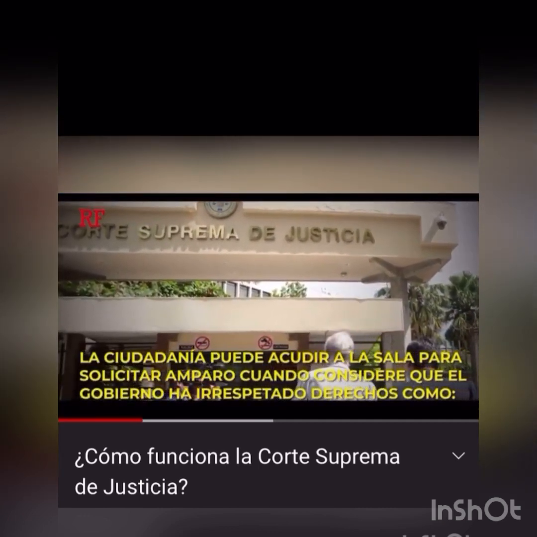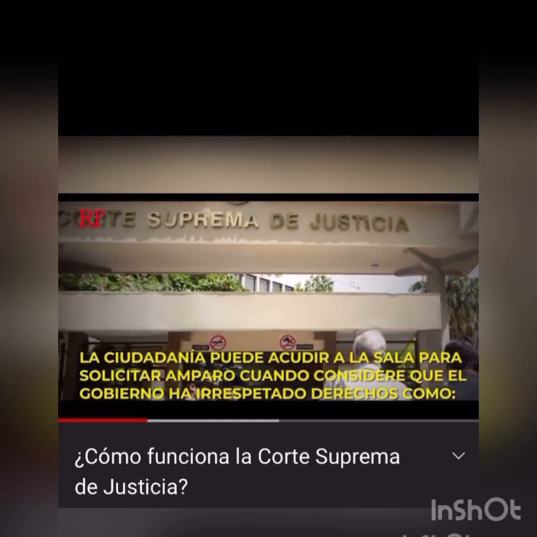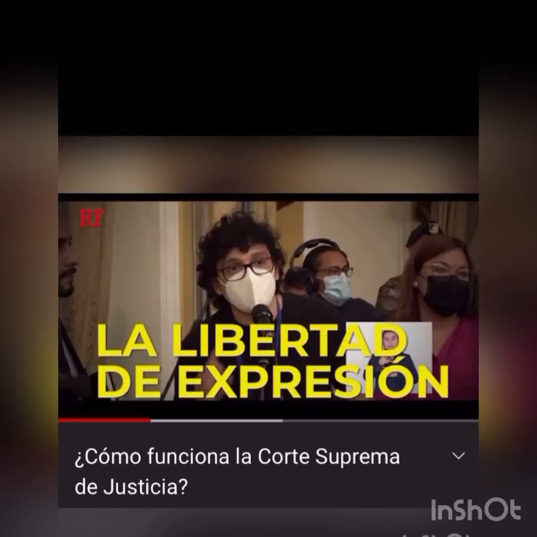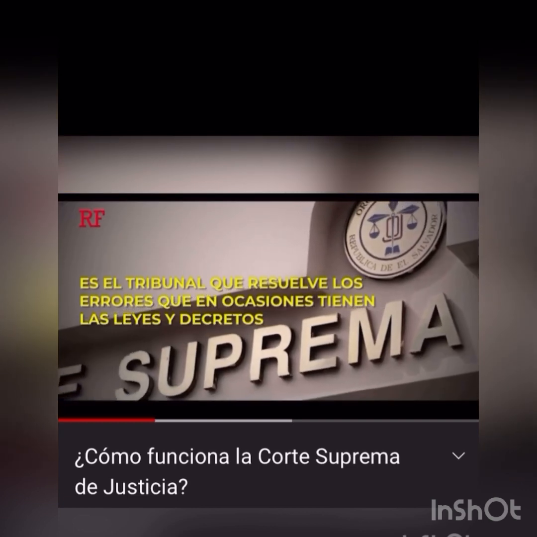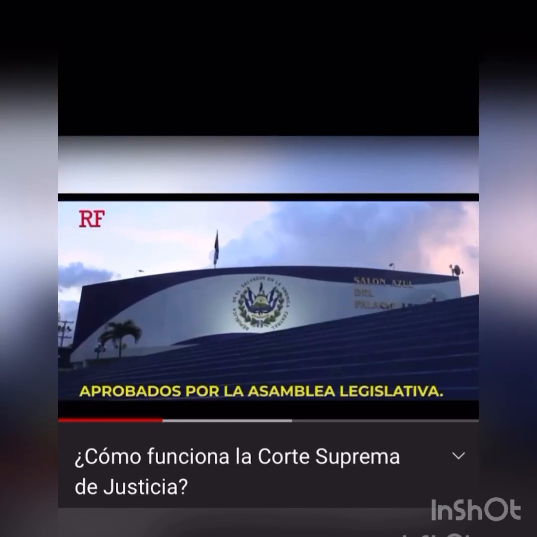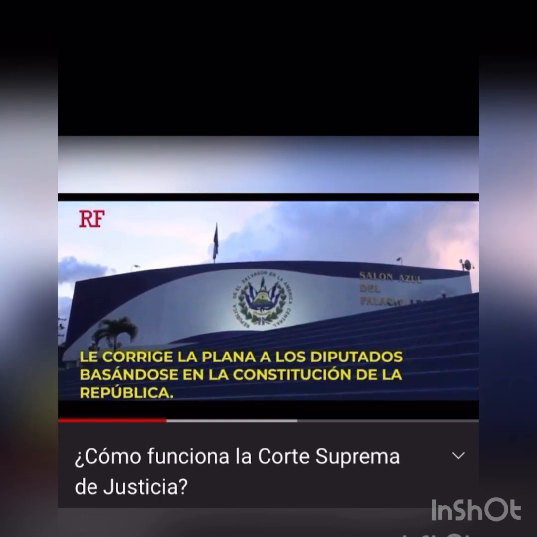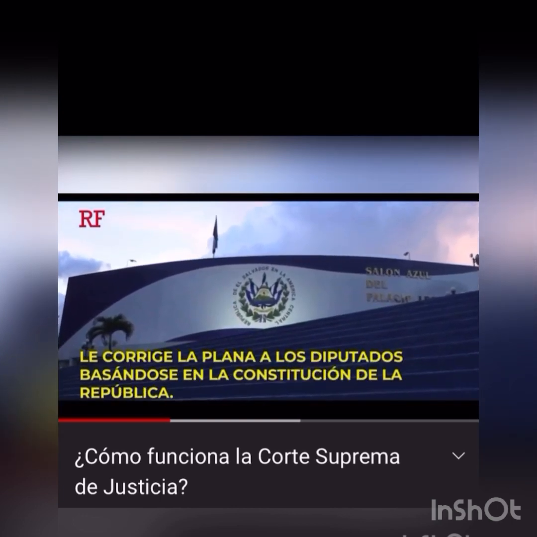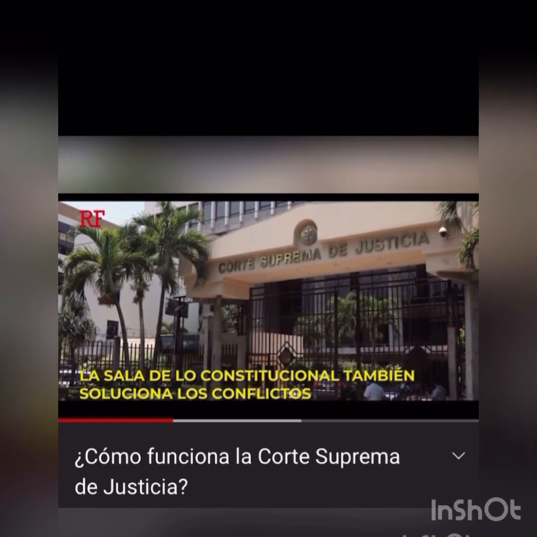Citizens can go to the court to request protection when they consider that the government harms disrupted rights such as health, safety, or freedom of expression. It is the court that resolves the errors that laws and decrees approved by the Legislative Assembly sometimes have. It covers disputes based on the Constitution of the Republic.